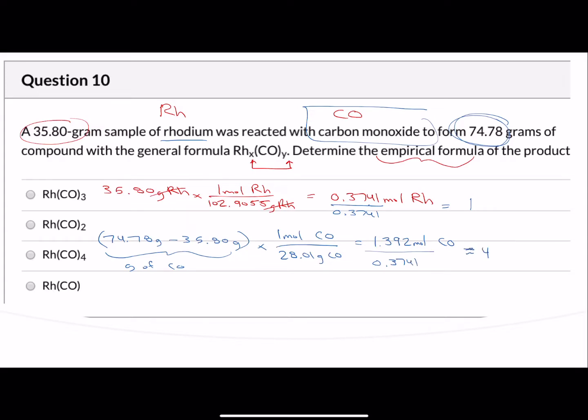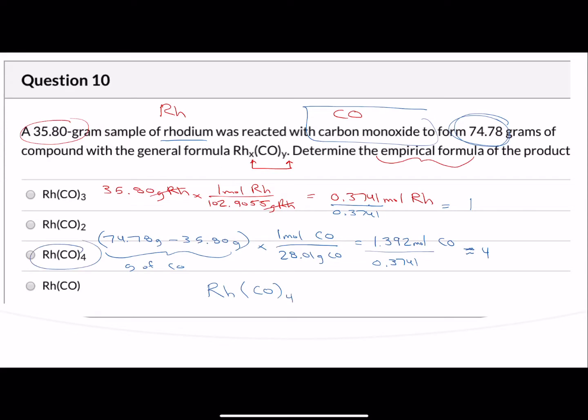to 4. So I can see that for every 1 mole of rhodium, I have 4 moles of carbon monoxide. My empirical formula would be Rh, and then I put my brackets, carbon monoxide in there, and then 4, like that. There we go. That's my empirical formula.